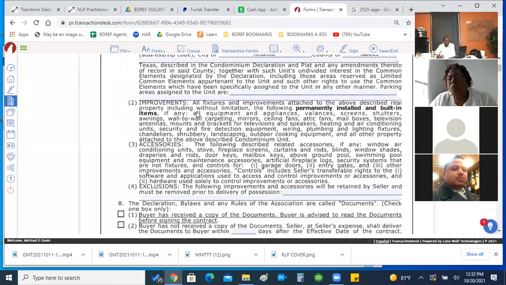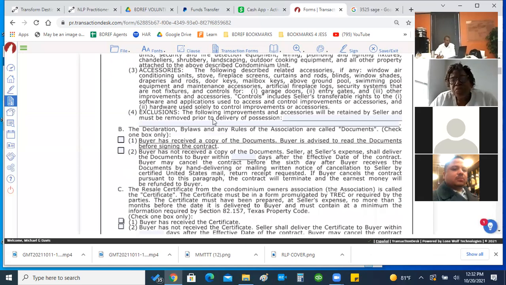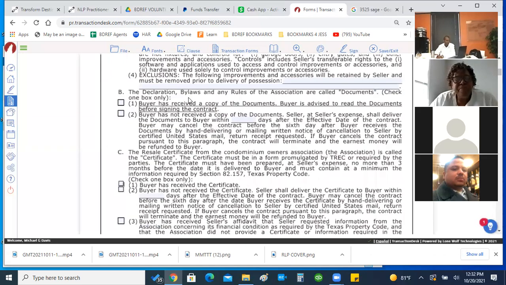All right, the improvements, accessories, exclusions, all of that is the same, just like the 1-4 family contract. Now, right here, the declarations, bylaws, and any rules of the association. Now, that is specific to the condominium contract. And what it's asking is, has the buyer received the documents? Has the buyer been advised to read the documents before signing the contract? So we get to check that box, or we check the box that the buyer has not received the documents.